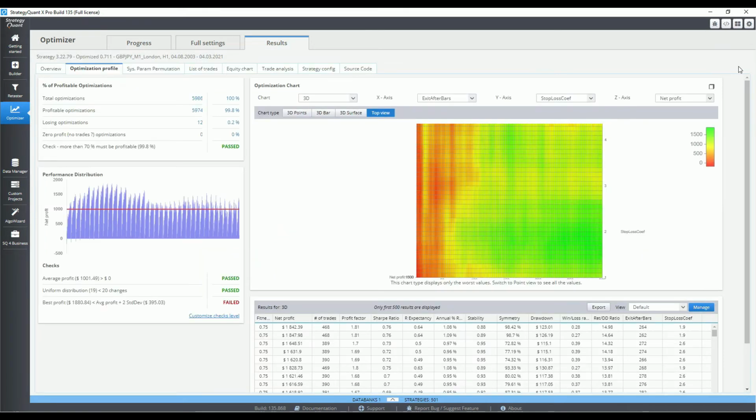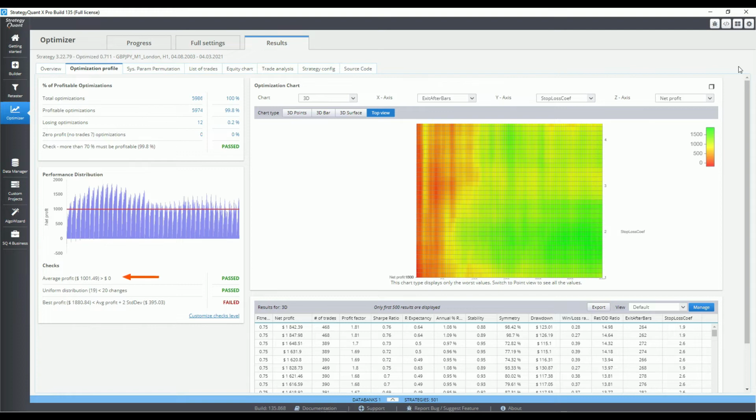Now let's look at some quantitative measures. First up is the percentage of profitable optimizations. This is an important metric for parameter stability. I want at least 70% of my optimizations to be profitable. Out of the 5,986 backtests, only 12 were losing, so I'm good here.